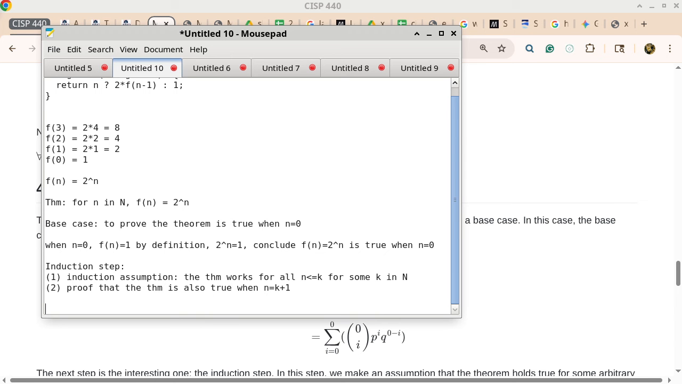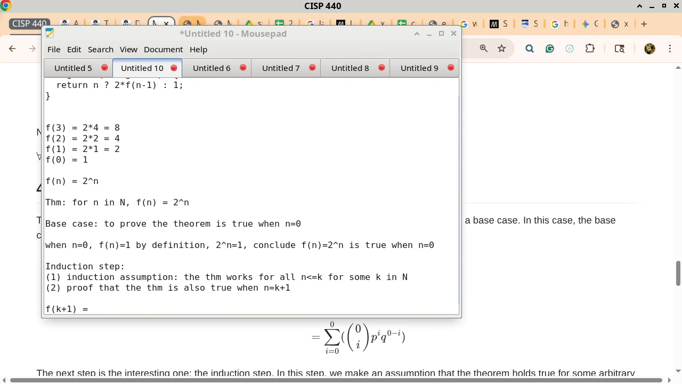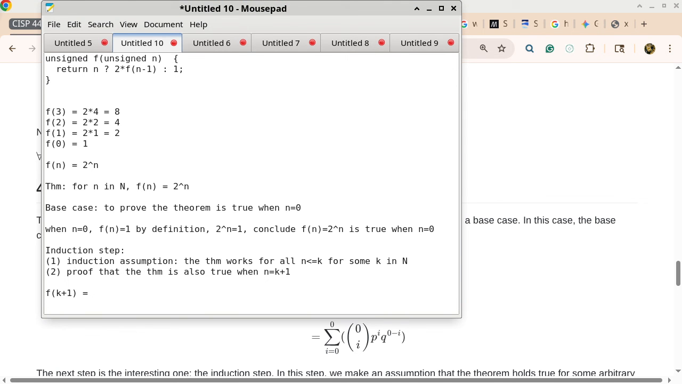So now we want to look at f of k plus 1. By definition, f of k plus 1, because k can be 0, but k plus 1 will still be non-zero. So using our earlier definition up here, I'm going to have to go for the recursive definition. This has to be 2 times f of k by definition. Are we buying this particular equality?